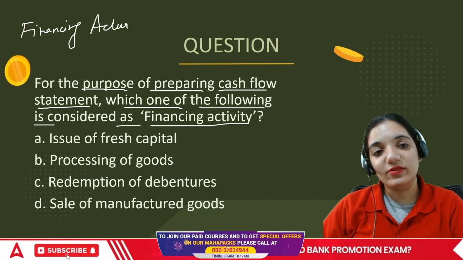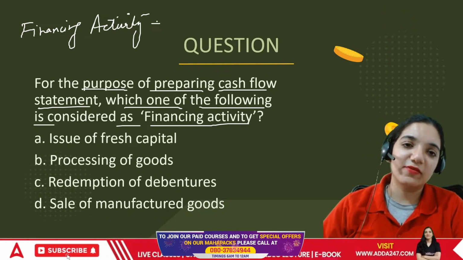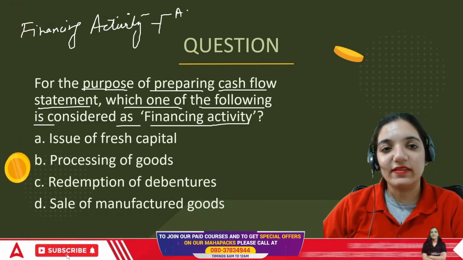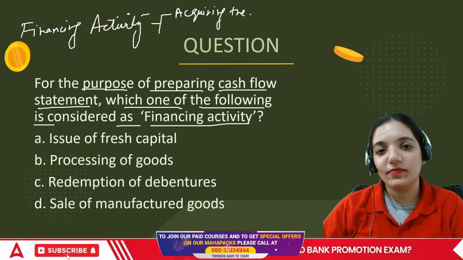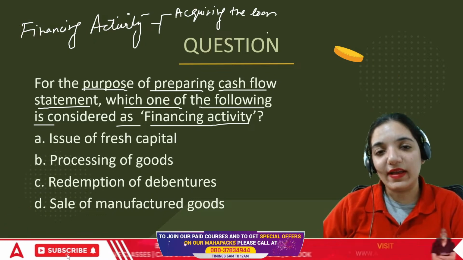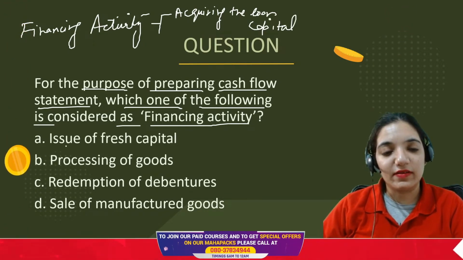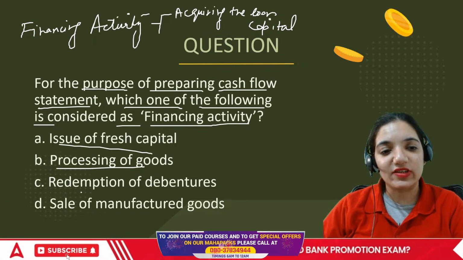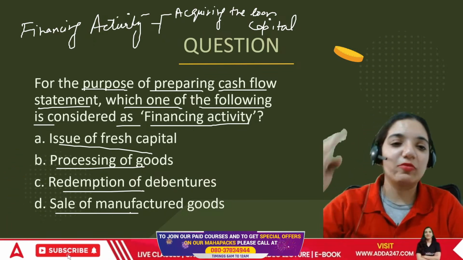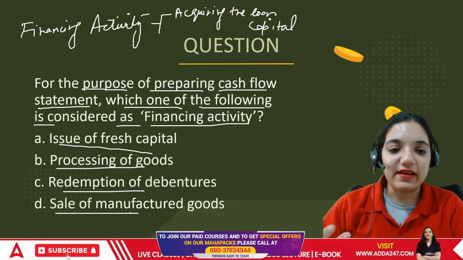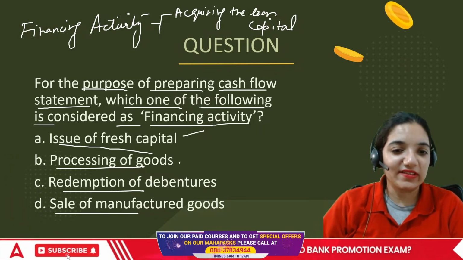Financing activity can be for acquiring a loan or for acquiring capital, right? They are all covered here. Issue of fresh capital, processing of goods, redemption of debentures, or sale of manufactured goods. When we talk about financing activity, the correct answer is going to be issue of fresh capital, because processing of goods is a day-to-day thing.